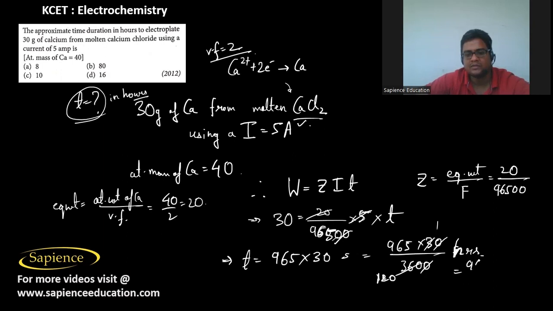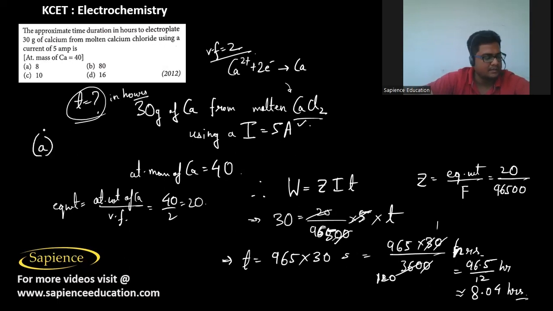So this is 96.5 by 12 hours. So approximately, 12 8s are 96, and 0, 12 4s are 48, 12 4s are 48. So approximately 8.04 hours, which is approximately 8 hours. So option A is the correct answer.